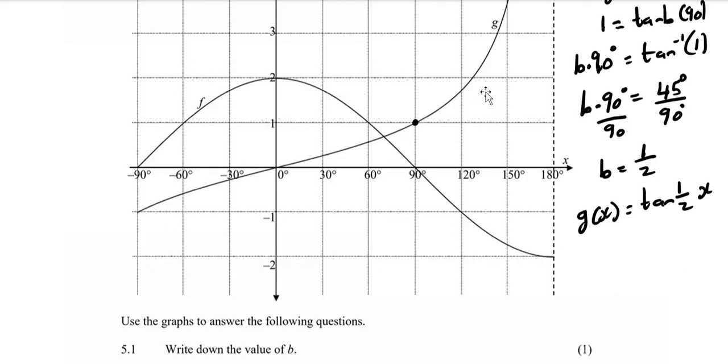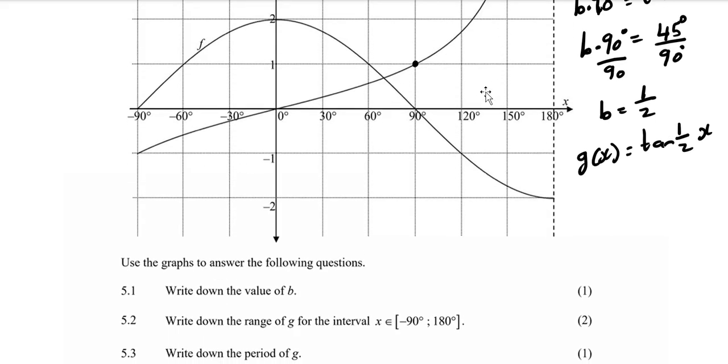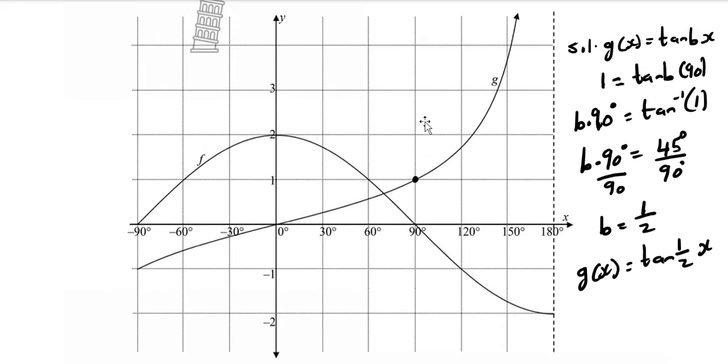So let's go to 5.2. They say write down the range of g for the interval x is an element of negative 90 degrees to 180 degrees. They want our range. When they want our range, we focus on y. Do you get me? This is our g. Since our graph starts here, what's our y value? Because I say a range, we focus on y. Our y value is negative 1. Do you get me? And negative 1 is part of the answer.